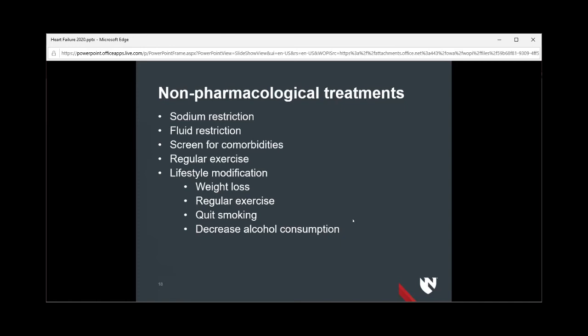Other things for these patients, you want to screen them for medical comorbidities like I talked about. You should have regular exercise. We now send all of our HFrEF patients to cardiac rehab. They have this approved and it's covered under Medicare, Medicaid, and then lifestyle modification, weight loss, regular exercise, quit smoking, decrease alcohol consumption, avoid any illegal substances.